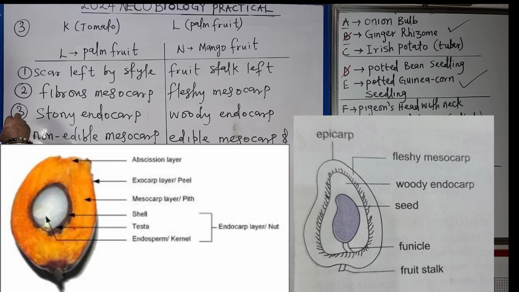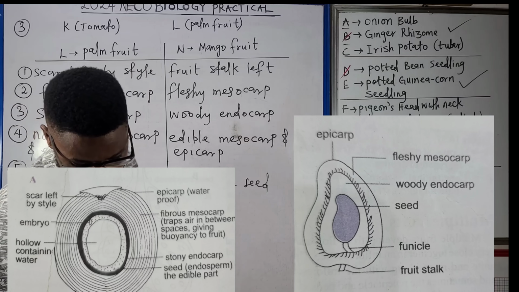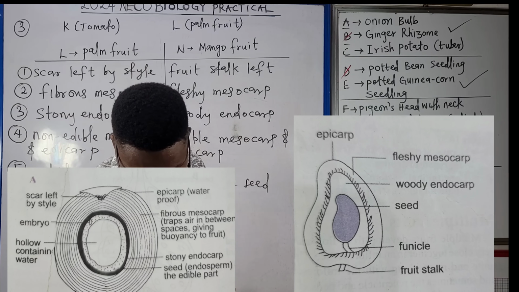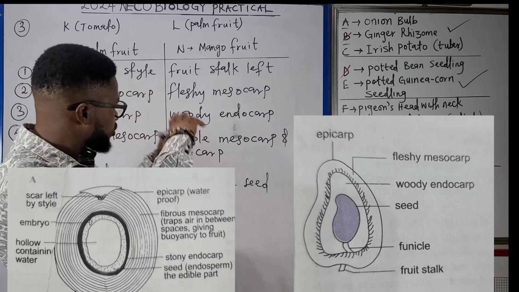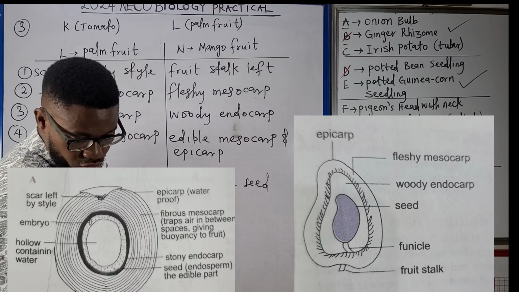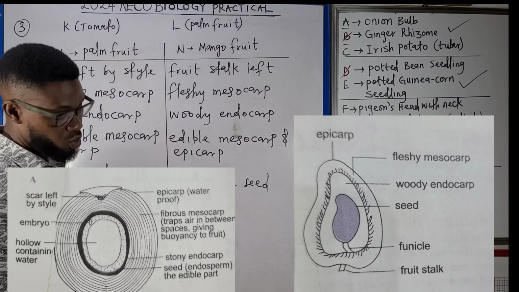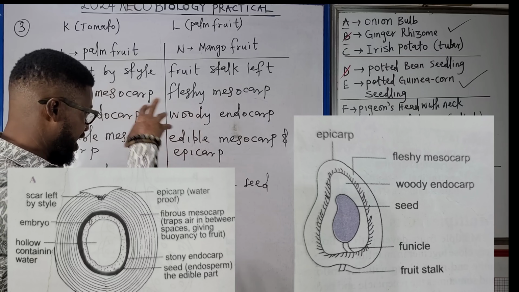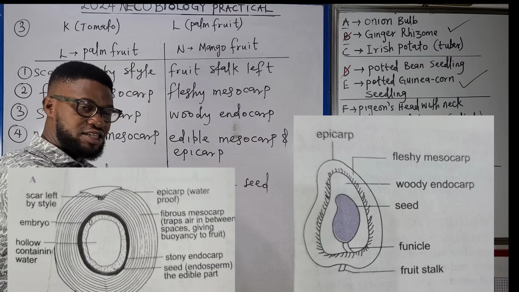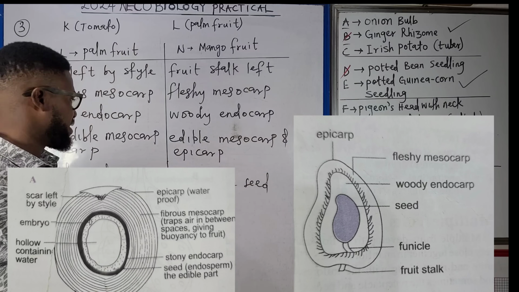Number 4, the mesocarp here being fibrous is non-edible. The mesocarp and the epicarp. Look at the diagram. The mesocarp and the epicarp, that's on the outside, the outermost epicarp, and then the mesocarp just immediately after the epicarp. They are non-edible. But when you look at the mango, the skin, that's the epicarp, and then just the edible inside, that's the mesocarp. They are all edible.